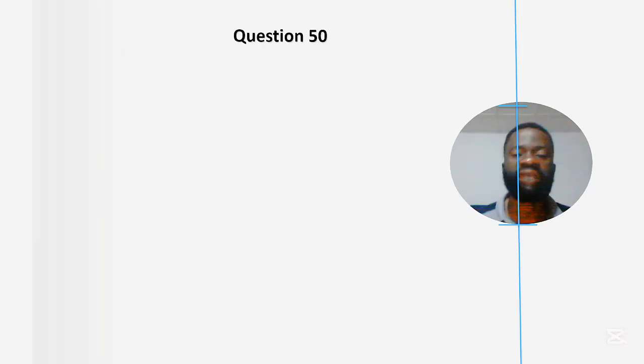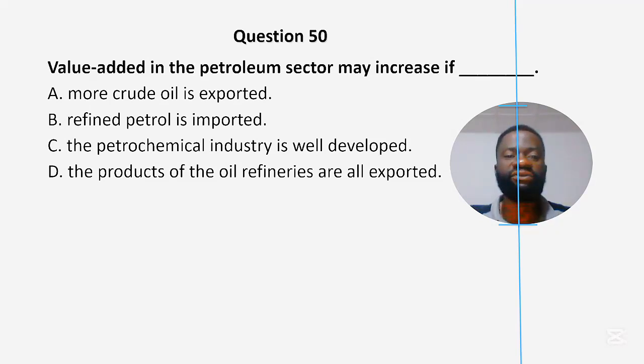And our last question for this 2021 WAEC GCE past question. The last objective question, question 50, says value added in the petroleum sector may increase if dash. A. More crude oil is exported. B. Refined petrol is imported. C. The petrochemical industry is well developed. And D. The products of the oil refineries are all exported.